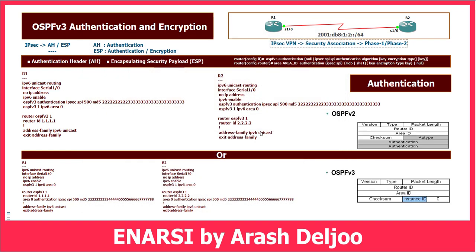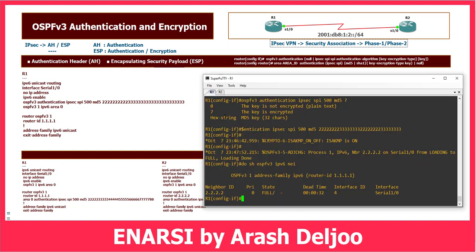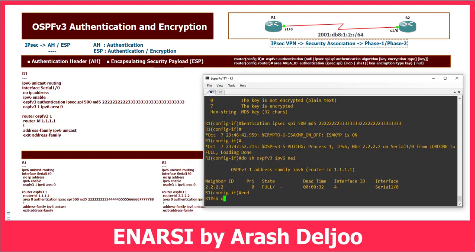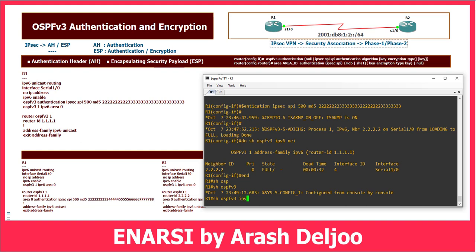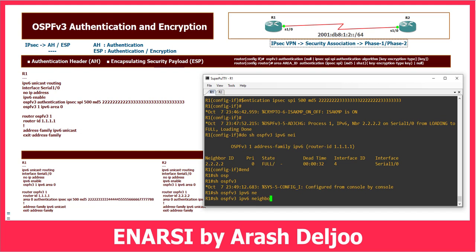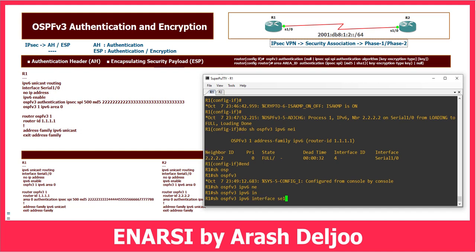But if you want, you can use the area-based command. Look at here. Here we have used the interface-based command in router 1. Let me show you. Show OSPFv3 IPv6 neighbor, for example. Okay, or show IPv6 interface serial 10.